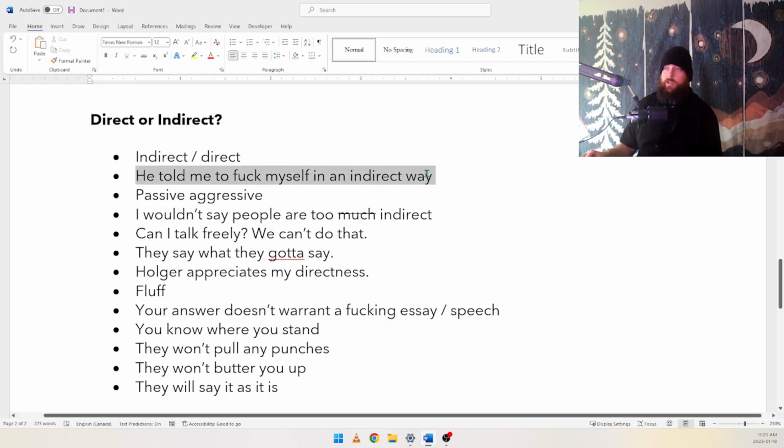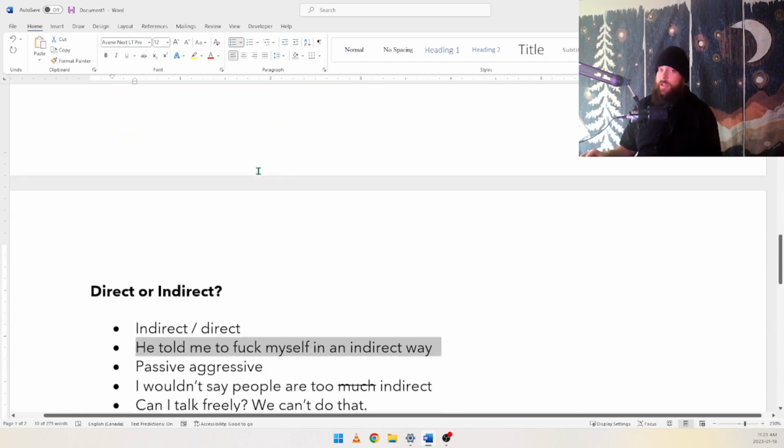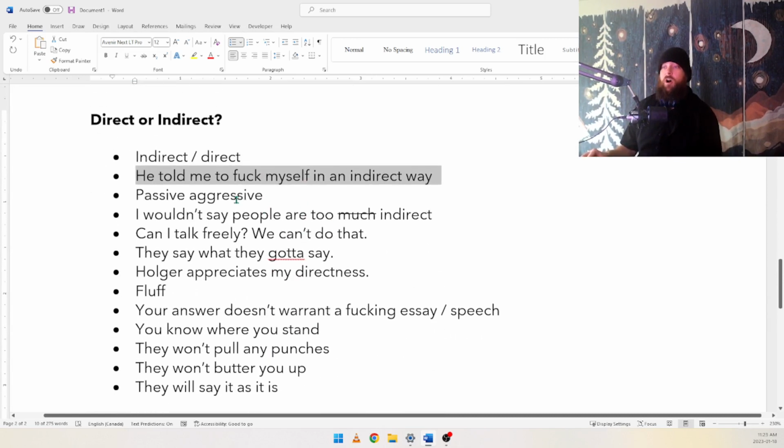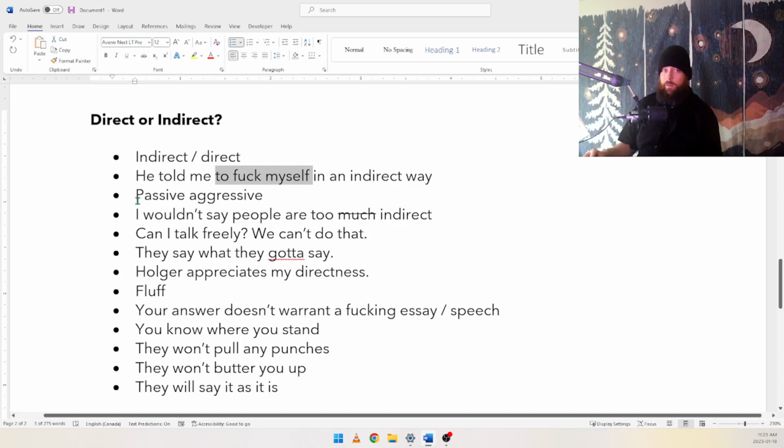This is a nice one. He told me to fuck myself in an indirect way. That's a very nice one. He told me he disagreed in a very indirect way. Similar to, hey, are you open to suggestions? In other words, I think what you're suggesting is wrong. So he told me to fuck myself in an indirect way. He told me to revise the project in an indirect way. So just change "fuck myself" to whatever you want. We spoke about how a lot of people in business can be passive aggressive instead of just being straight up about it.